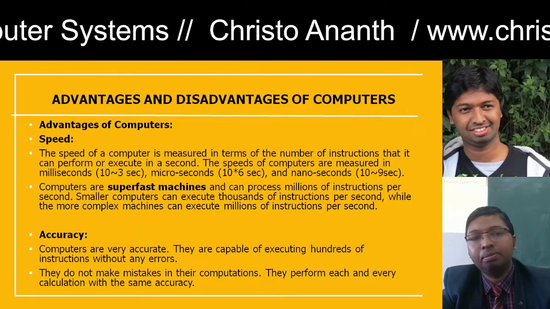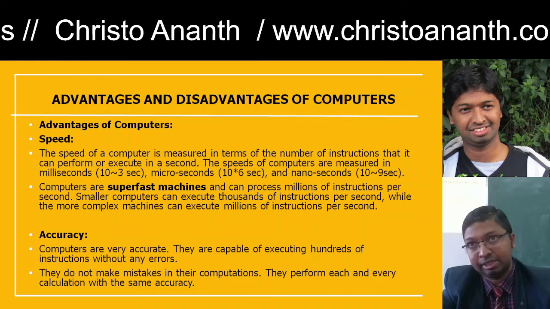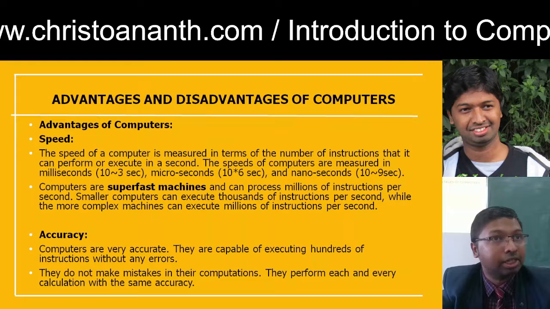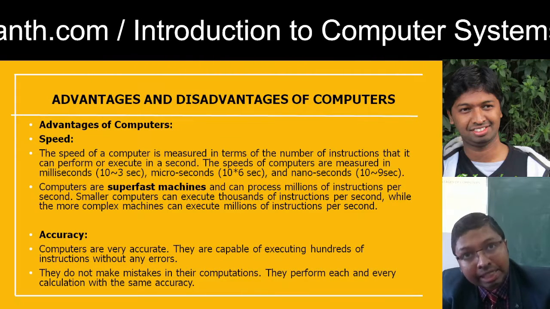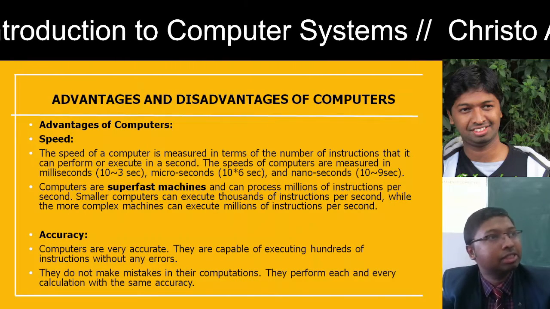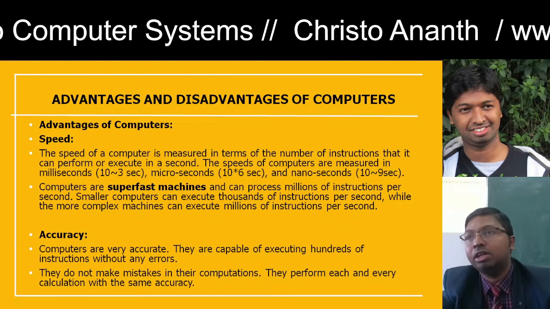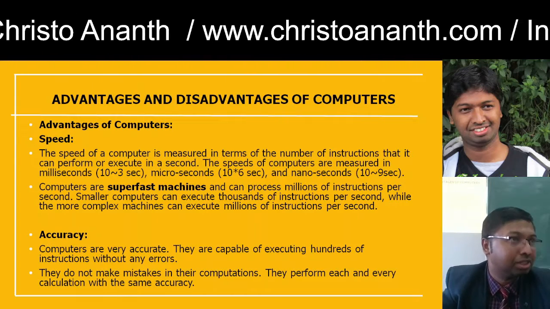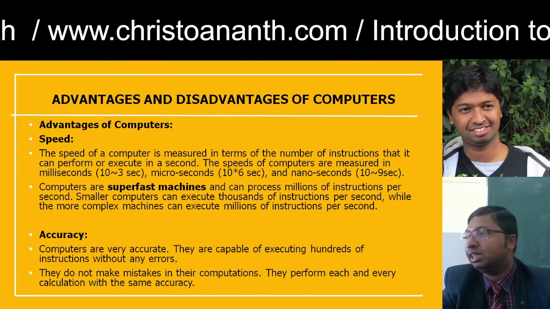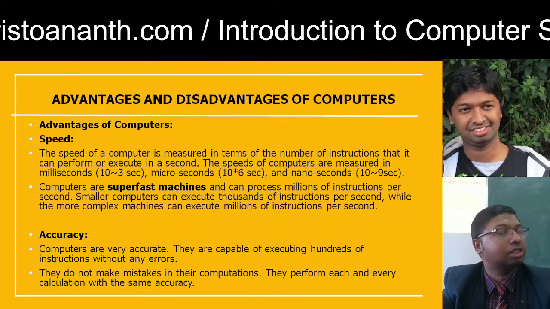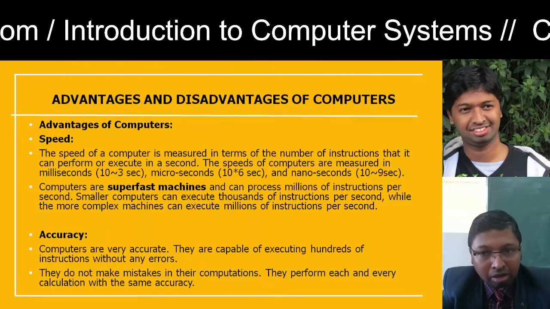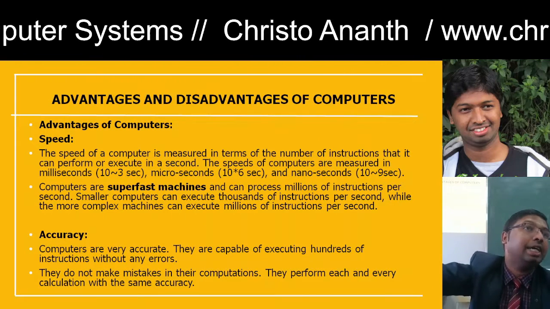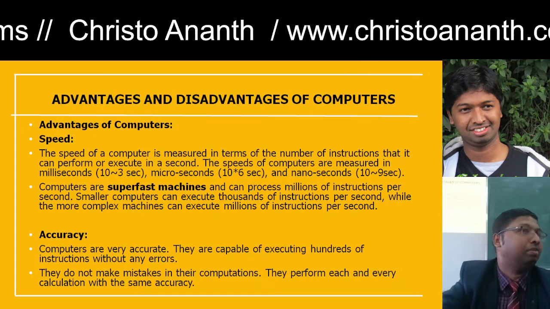So the speed of computers is measured in milliseconds. Milliseconds means 10 power minus 3, or maybe microseconds, 10 power minus 6, or maybe nanoseconds, 10 power minus 9. So you can call computers not just fast machines, but super fast machines. They are capable of processing millions or maybe billions of instructions per second, even on complex tasks. I am talking about lower end systems. Higher end systems are even faster.